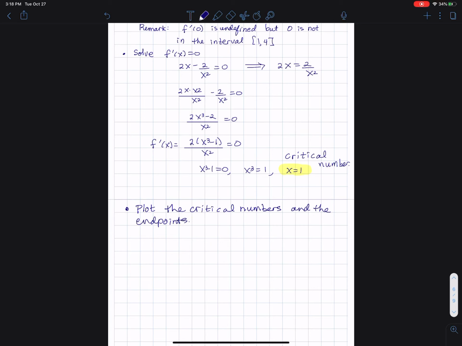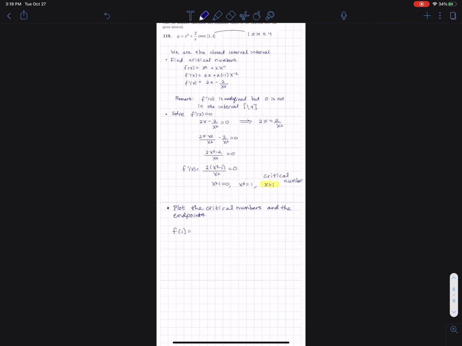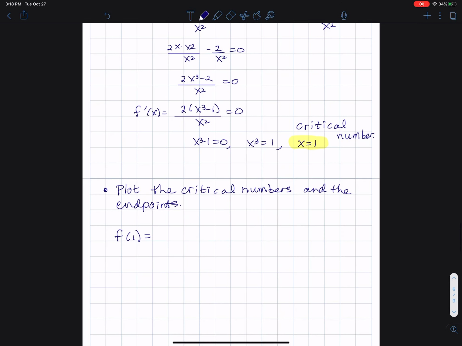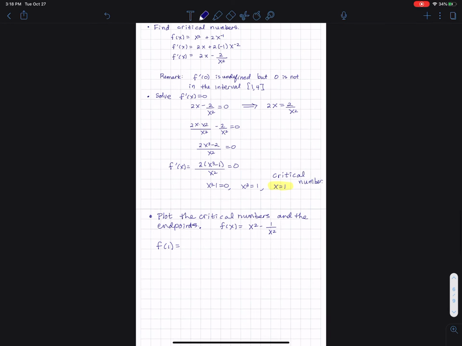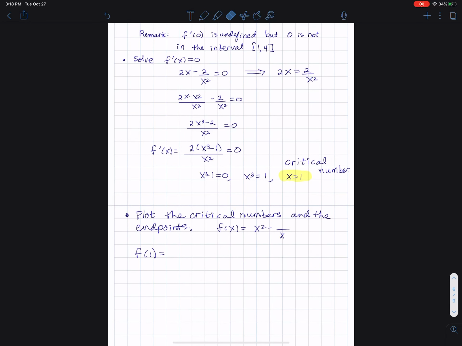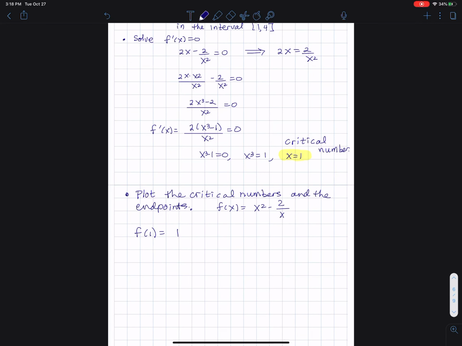So it turns out the critical number is an endpoint. So I have f of 1, and remember, don't plug that into the derivative. We want to plug that into the original function, which I may have written down wrong. What is it again? Oh, no, yeah, sorry. I did write it down wrong. X squared over 2 over x. Okay. So f of 1 is also, it could be hard to determine, but I think I can do this.